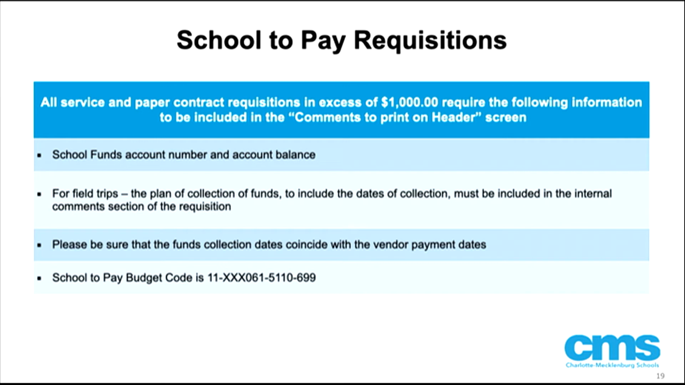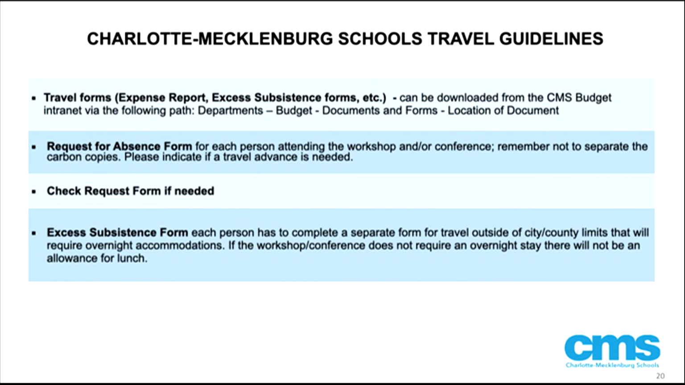All service and paper contract requisitions in excess of $1,000 require the following information, and you need to make sure that these comments are always printed on the header in the requisition. And for field trips, you always need to remember you have to have a plan how the funds are to be collected for the field trip. Make sure you include the date that you're going to be collecting those funds, and then make sure you make some comments in the requisition about that. School to pay budget code, we've listed it for you. It's down at the bottom of this slide. It'll start with 11.